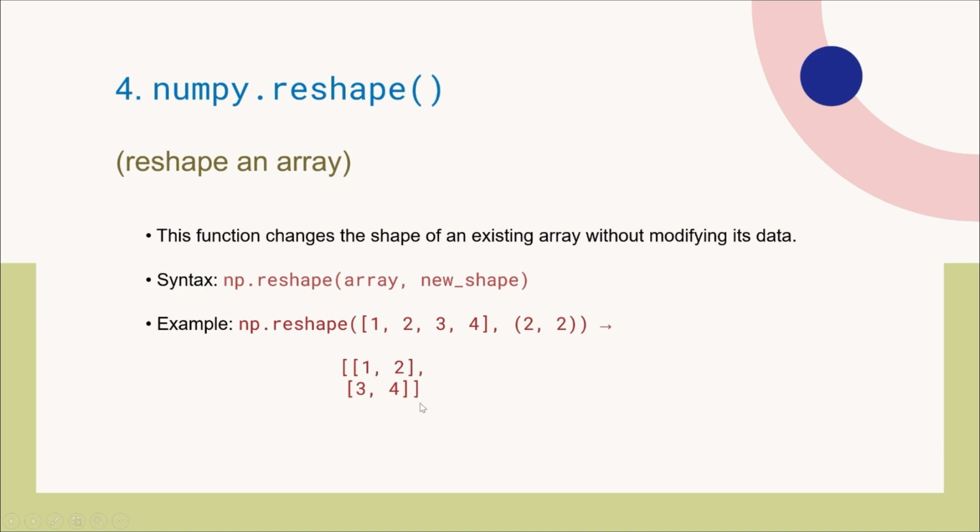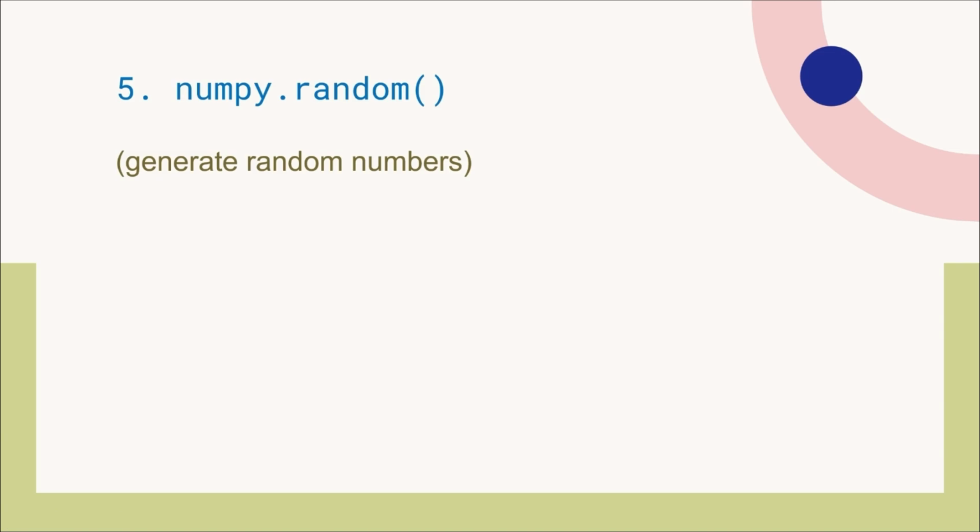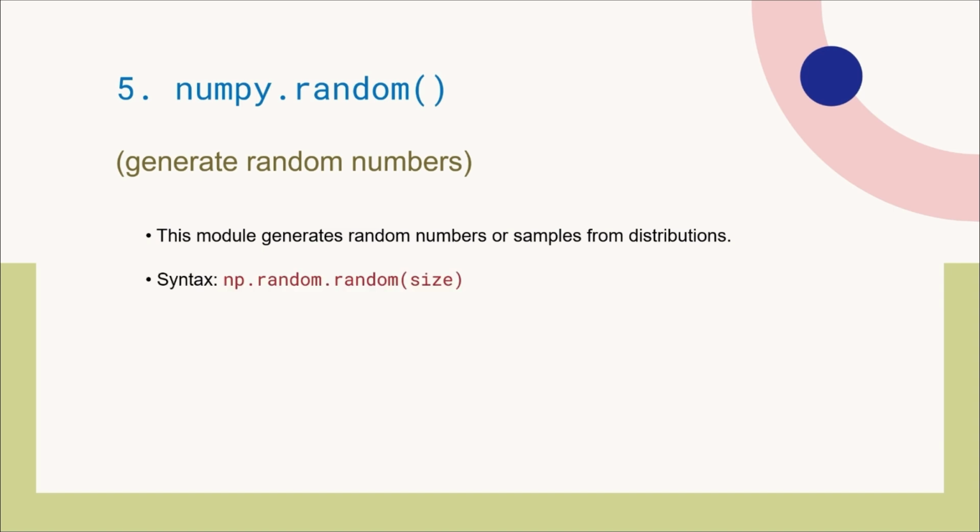Now coming to the fifth NumPy function, which is numpy.random. This function generates random numbers or samples from a distribution. The syntax of this function is np.random. In the bracket, we are going to mention the size. So for example, here we have mentioned 3. So that's how it has generated 3 random values.